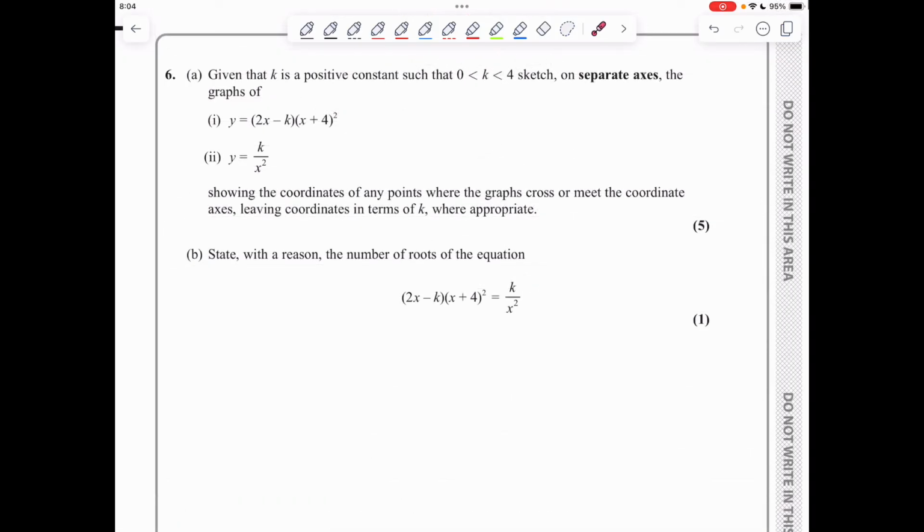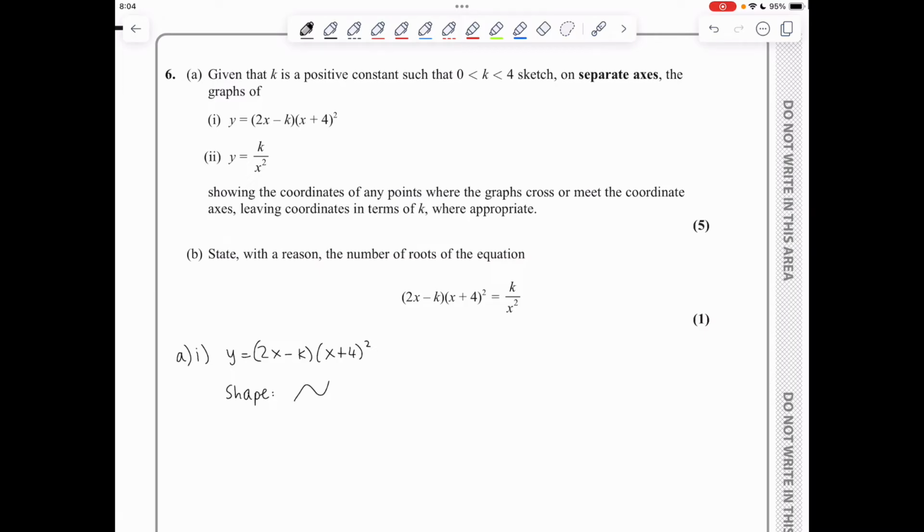In question 6, we are told that k is a positive constant between 0 and 4, and we need to sketch on separate axes these two curves. I will start with the first one, which says that y is (2x minus k) times (x plus 4) squared. We recognize this as a cubic. If we expanded, the coefficient of x cubed will be positive, and therefore the shape will be something like this.